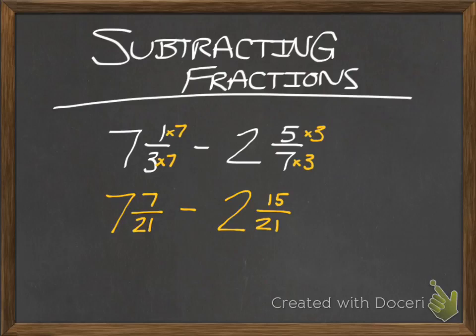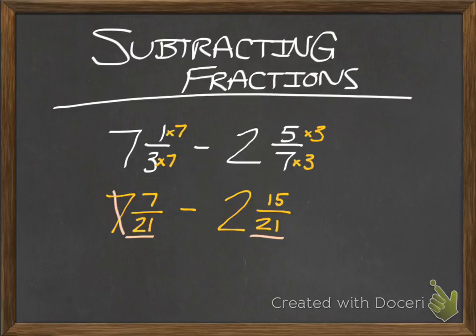And if I'm going to work with these as mixed numbers, the most important thing that I know is that I have to work with the fractions first. I have to look past the whole numbers and look at the fractions. So if I take 7/21 minus 15/21, do I have enough there to do that subtraction? The answer is no. I can't take 7 minus 15 without going negative. So I need to borrow from somewhere.